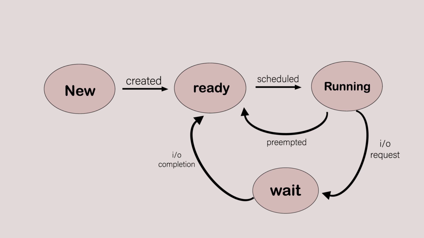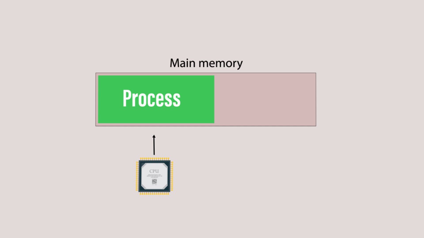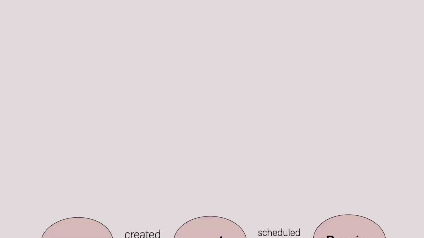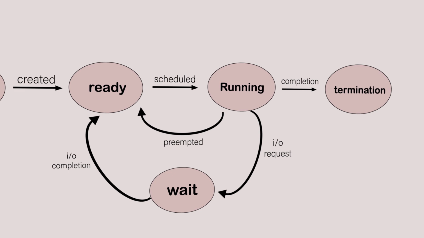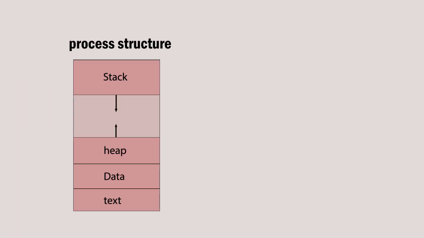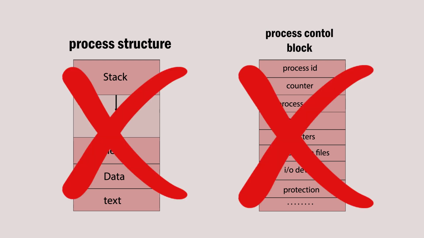Another thing that can happen while the process is in the running state is that the CPU will completely execute the process. It will execute the complete executable code and the process will get out of the main memory, and the process goes to the termination state. In the termination state, the process structure and process control block will be deleted.